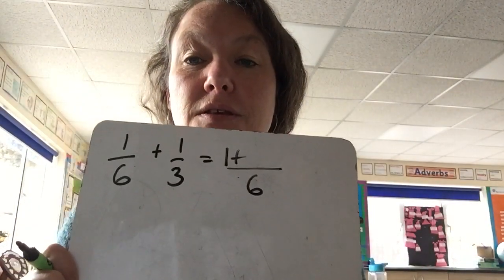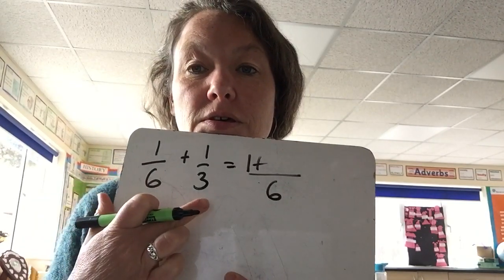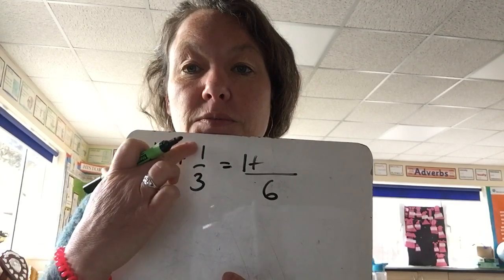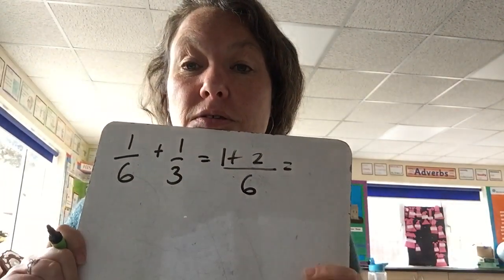So we put 1/6 here, 1/6 plus, and then we have to work out how many sixths there are in 1/3. So what have we done to 3 to get 6? We've times it by 2, so we have to times 1 by 2. Okay, so it's 1/6 plus 2/6. Okay, and now we can do the sum.